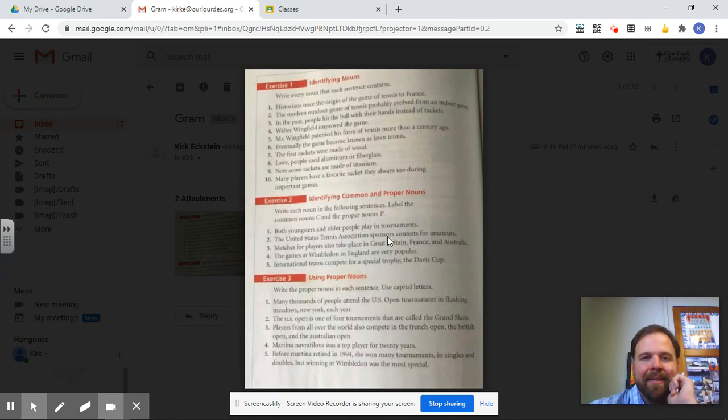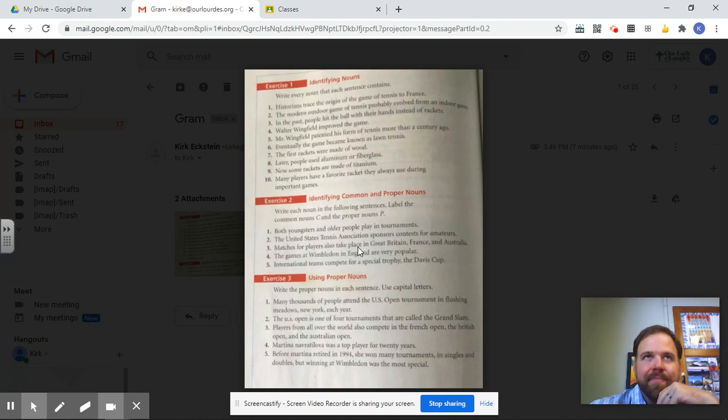This sponsors is a verb. It's not a group of people. It's like they are sponsoring the tournament. Contests is a noun that's common. Amateurs is a noun that's common. Number three, matches is common, even though it's uppercase. So matches is common. Players is common.